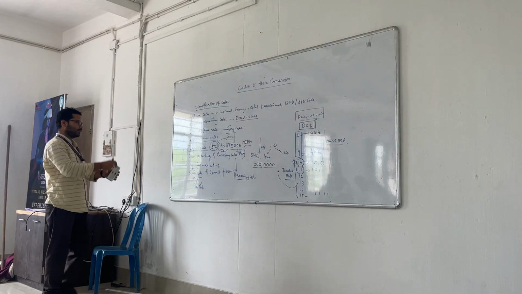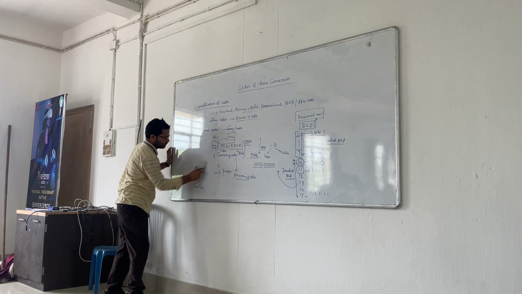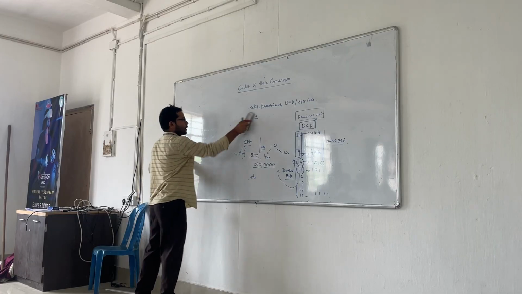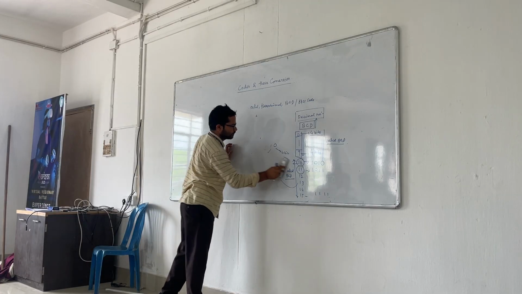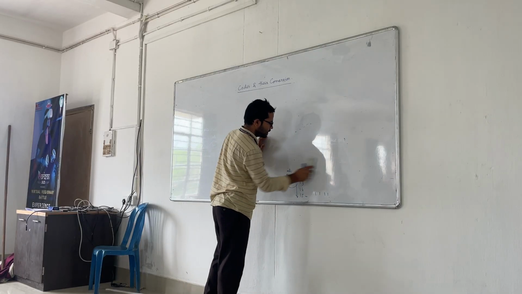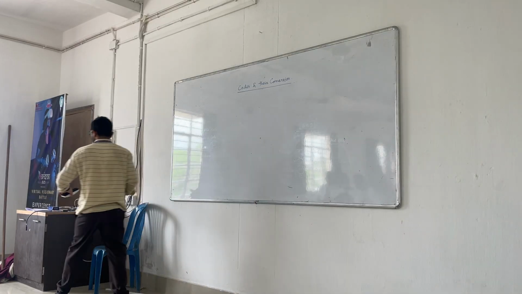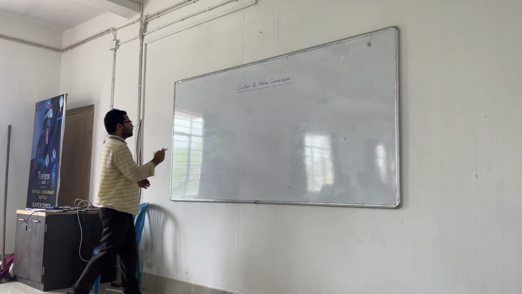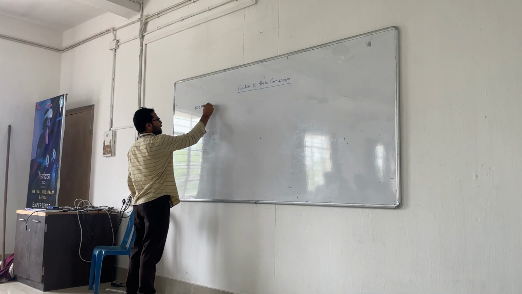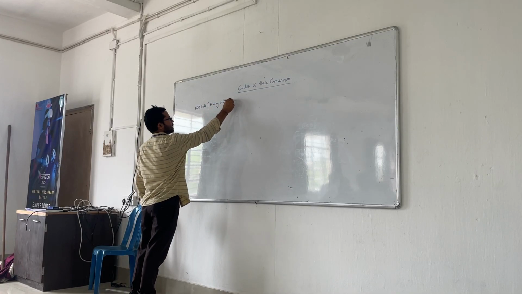I'll explain everything. No problem. Now one by one I will tell you. So first one is BCD code. First one is BCD code. I already told you about BCD code. Now I will make the table. BCD code. BCD means binary coded decimal.